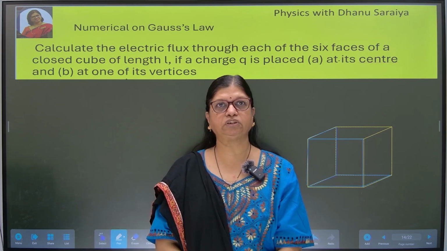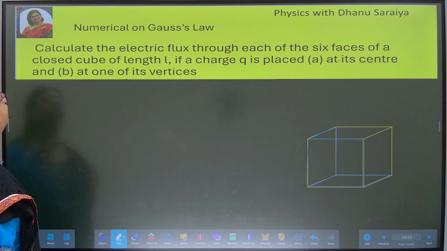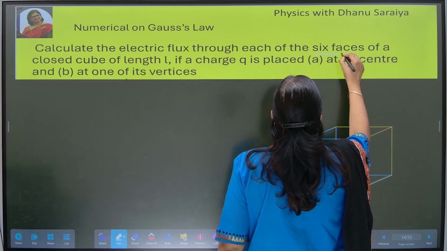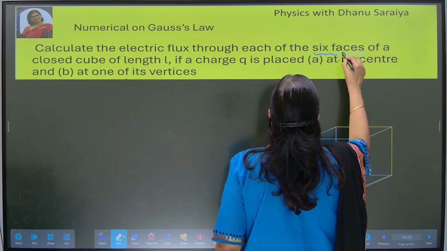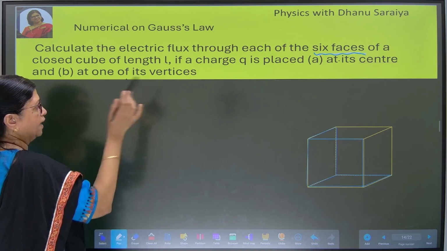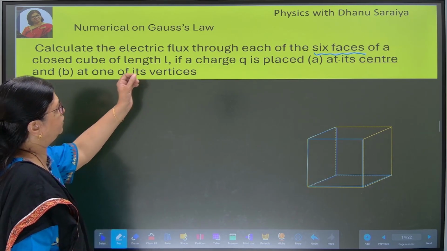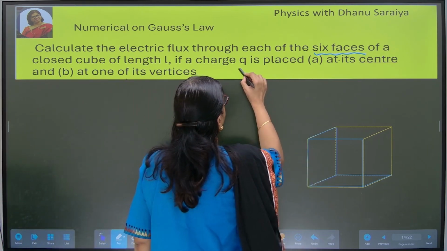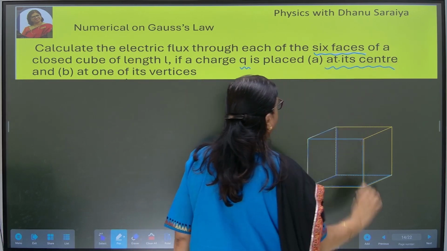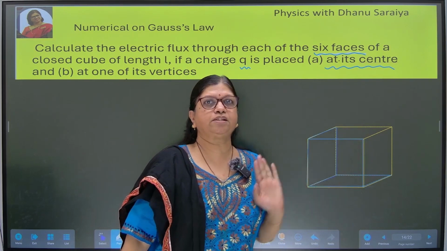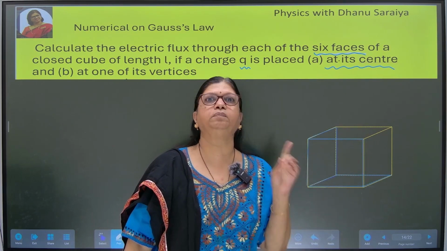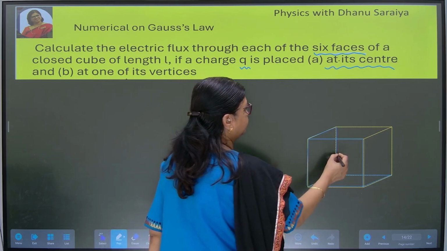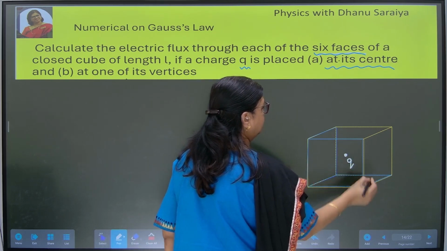Okay, so now let us do the first question, which is the application of Gauss's law to the cube. Calculate the electric flux through each of the surfaces. If we have the cube, it will have 6 surfaces of a closed cube of length L, and a charge Q is placed at its center. Now very important, whenever a cube question is given, you have to understand where the charge is placed. There are 4 cases. If it is not kept on axis, we will talk about all the 4 cases, though here the numerical is only about 2 cases. So, right now let us talk about case 1, in which the charge Q is kept at the center of the cube.